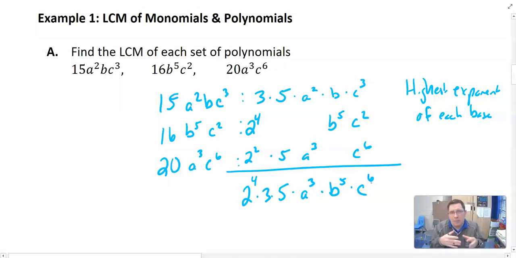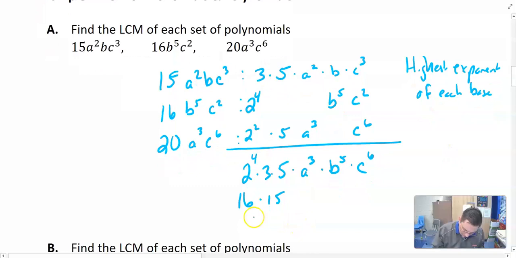Now, we need to multiply back the number part so we can have a normal coefficient out there instead of seeing 2 to the 4th times 3 times 5. I mean, none of y'all are going to be like, oh, that's this number. So what is 2 to the 4th? 2, 4, 8, 16, right? So 16, and 3 times 5 is 15, and then 16 times 15 is 240.